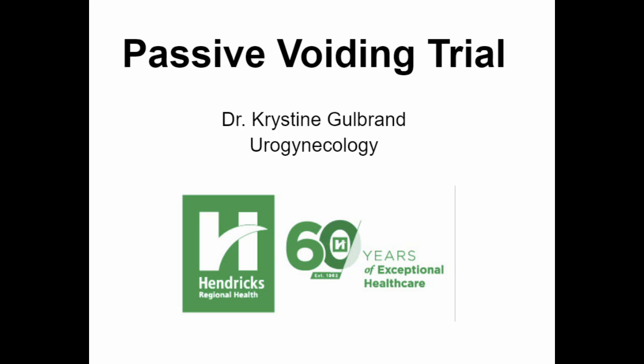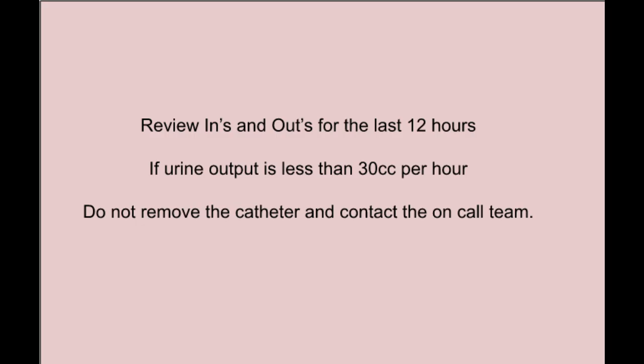This is a video on how to perform a passive voiding trial for urogynecology patients. If the patient has a foley catheter, ensure urine output has been adequate while the foley is in place. If urine output is less than 30 milliliters per hour, contact the doctor and do not perform a voiding trial.